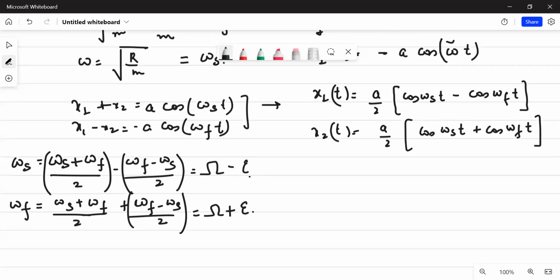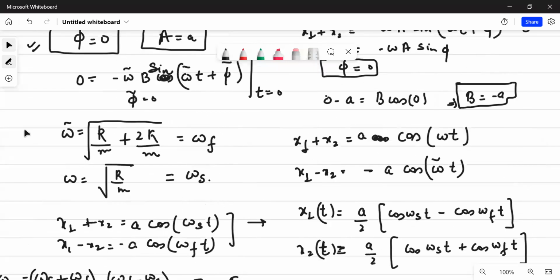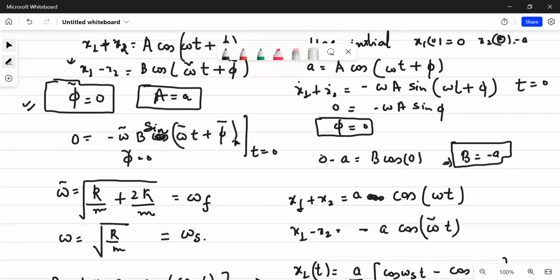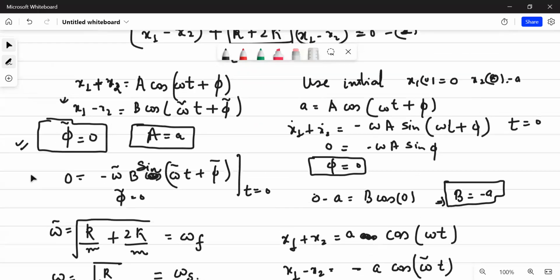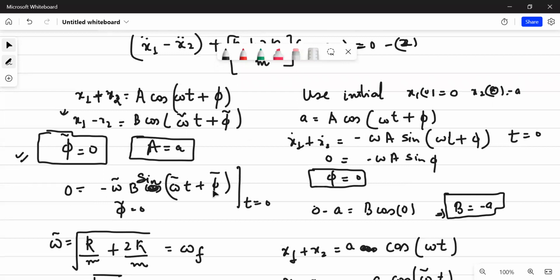Yes, sir. Sir, in our solution, what does phi represent, which we initially took? Okay, देखो यहाँ पर phi would represent your initial phase of the motion. Initial phase of the motion means, let's say here it is a spring now, so we have taken phi equal to 0 only.